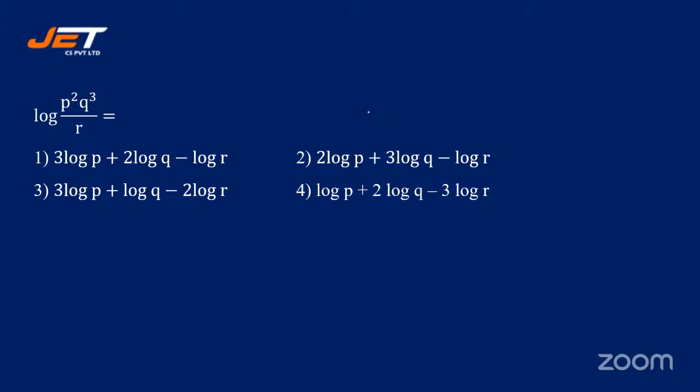Now let's move on to the next question. Log p square q cube by r can be written as dash. Give your answers in the chat box, students. Very simple sum. You just have to use log a by b and log a into b. That simple technique, that's all.